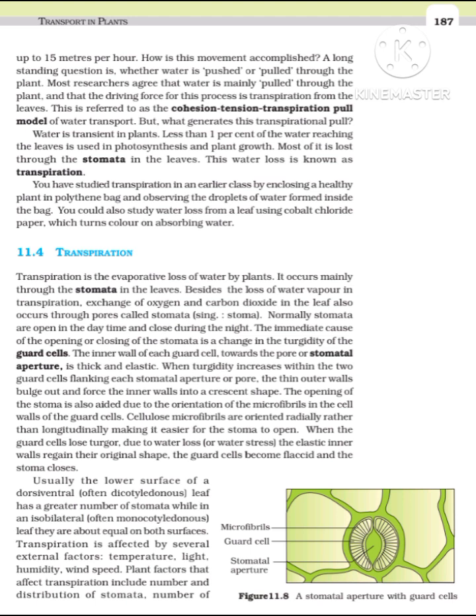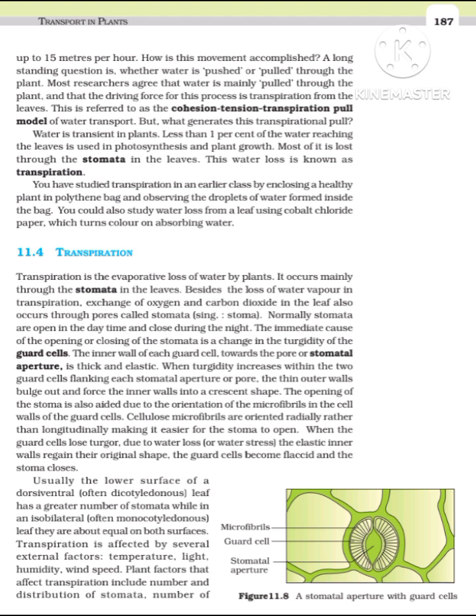This is referred to as the cohesion tension transpiration pull model of water transport. But what generates this transpirational pull? Water is transient in plants. Less than 1% of the water reaching the leaves is used in photosynthesis and plant growth. Most of it is lost through the stomata in the leaves. This water loss is known as transpiration.